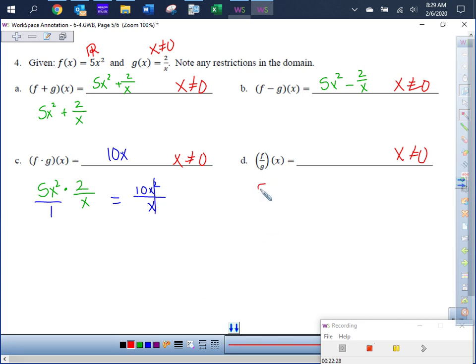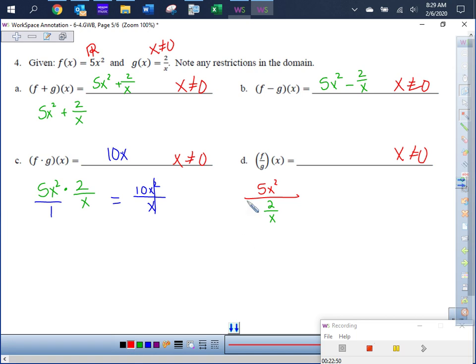So 5x squared goes upstairs because it's f, divided by the 2 over x. And this is kind of what we did last time also. Can't do that, you know. First of all, 0 is a bad guy, right, because he's down in the basement causing problems here. But now we've got a fraction in the denominator, and we can't do that. So we'll rewrite it as a multiplication problem instead.